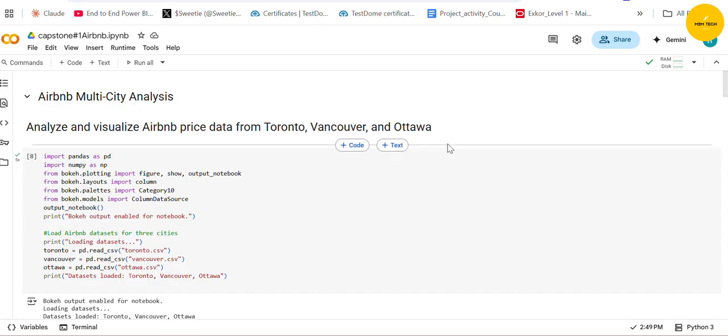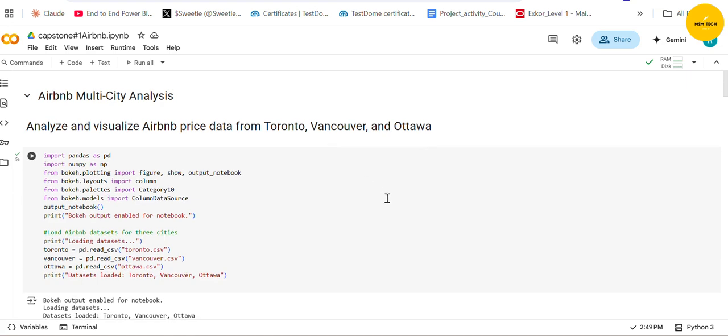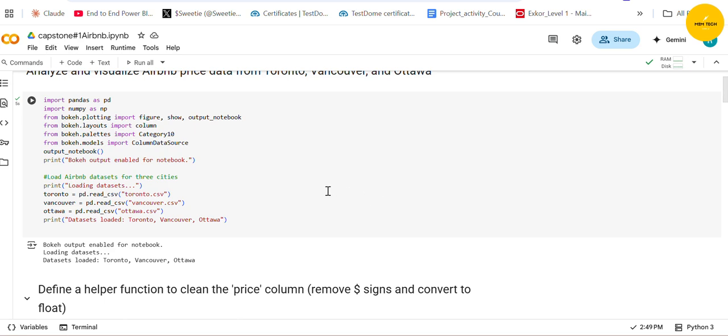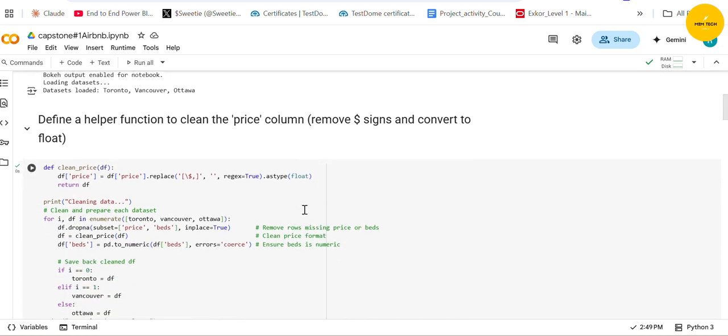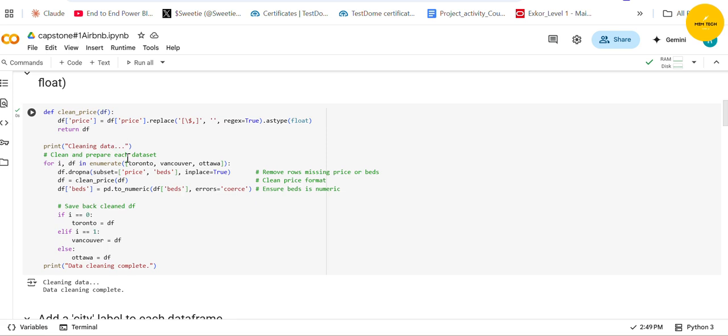Now let's get started with the code. First, I uploaded Airbnb listing data for each city. Then I cleaned the price column by removing the dollar signs and commas so it could be used in my calculation. I made it a floating point.